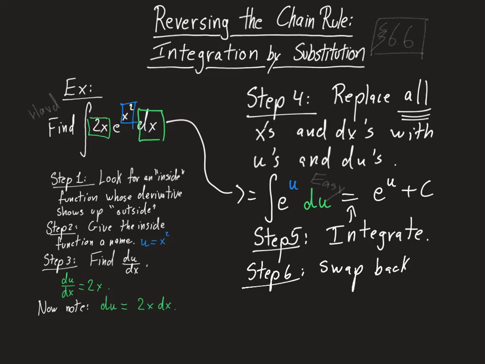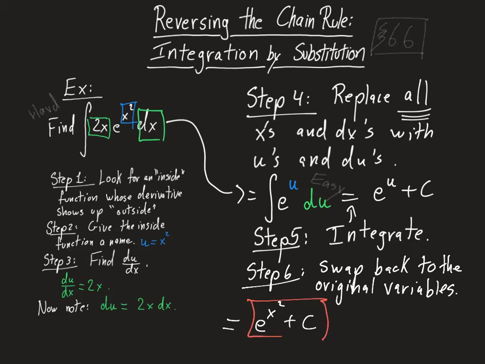Swap back to the original variables. And in this case, we'll see that this is going to give us e to the x squared plus c. So by using our substitution method, we've been able to determine that the integral of 2x e to the x squared dx is e to the x squared plus c.